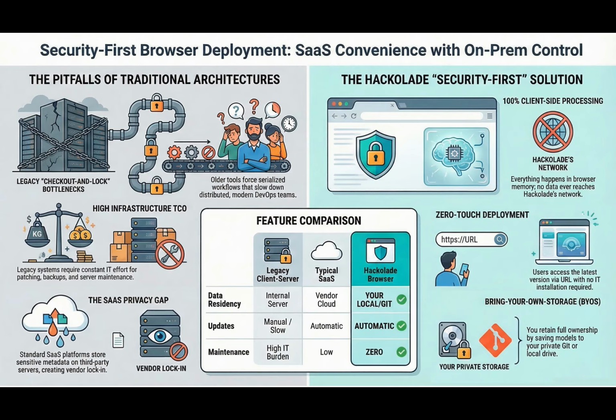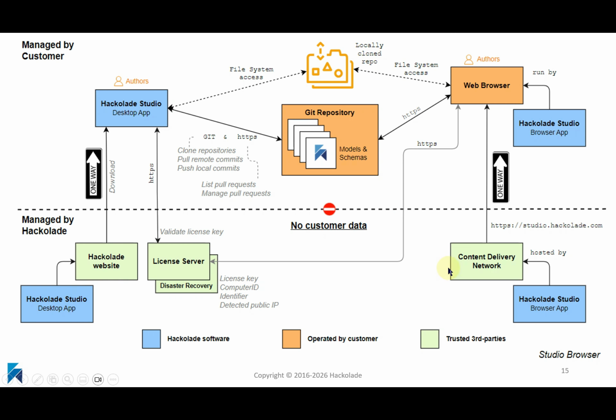There is no proprietary server to install, no infrastructure to maintain, no upgrades to manage, and no backup systems to operate. Hackolade Studio remains completely serverless, while Git provides the collaboration and storage backbone. This makes Hackolade Studio a practical alternative not only to SaaS, but also to desktop tools that depend on a centralized server platform. Because the application runs in the browser, you are always using the latest version.